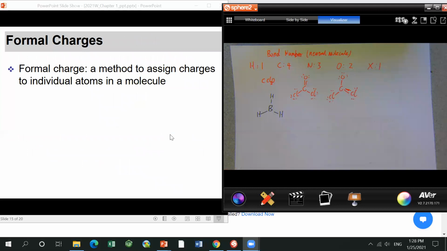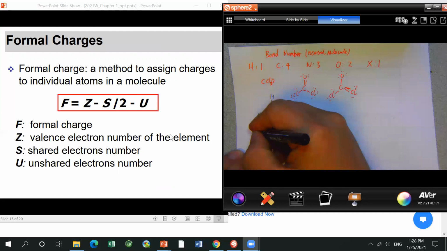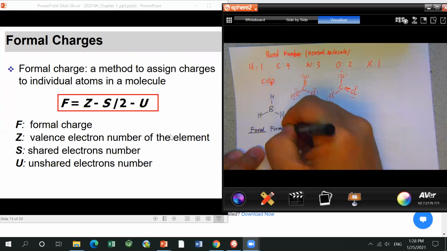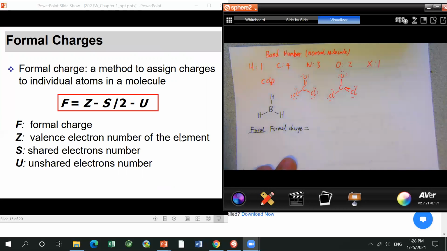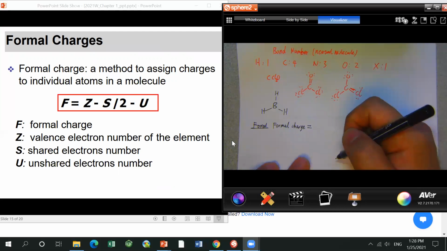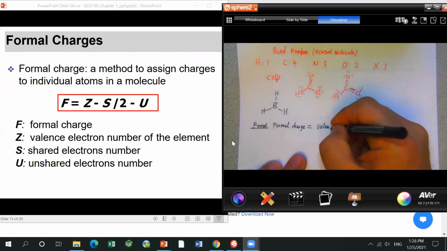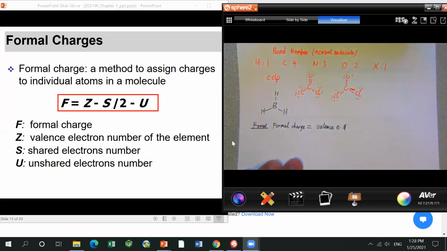All right, so next is the formal charge. Formal charge is the way to assign the charge on individual atoms in a molecule or in an ion. For the formal charge, the equation is shown like this. Formal charge equals the valence electron number for the individual atom.